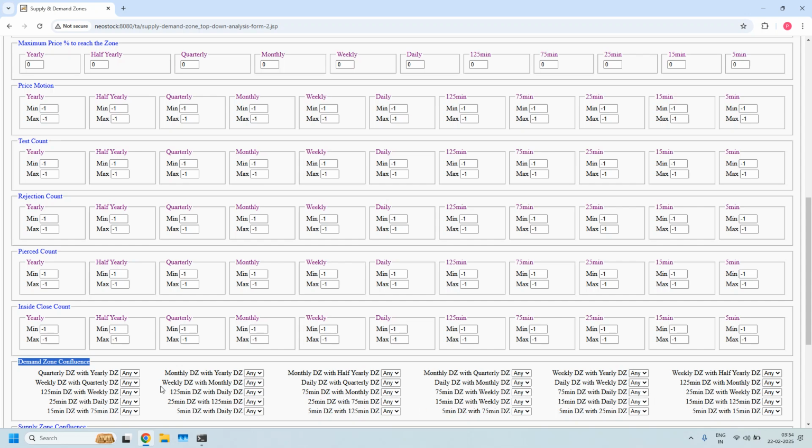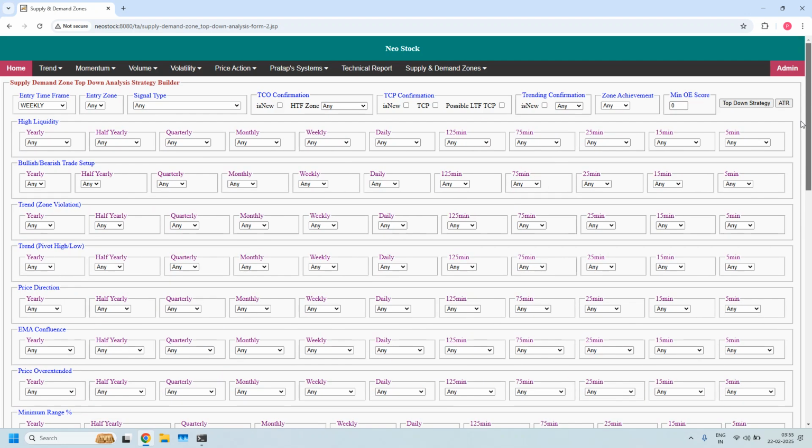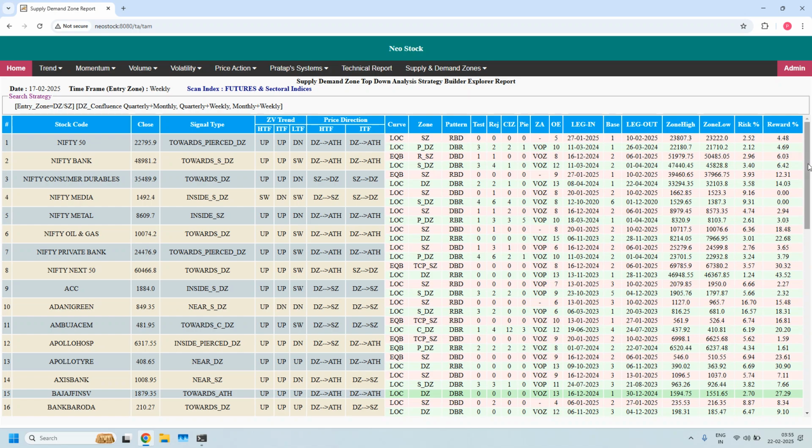First filter, weekly demand zone having monthly demand zone confluence. Next filter, weekly demand zone having quarterly demand zone confluence. Third filter, monthly demand zone having quarterly demand zone confluence. With all the 3 filters enabled, that means weekly zone is overlapped with monthly zone. Both together again overlapped with quarterly demand zone. So that way we got a big list. 44 stocks are filtered. I'm scrolling the list down.